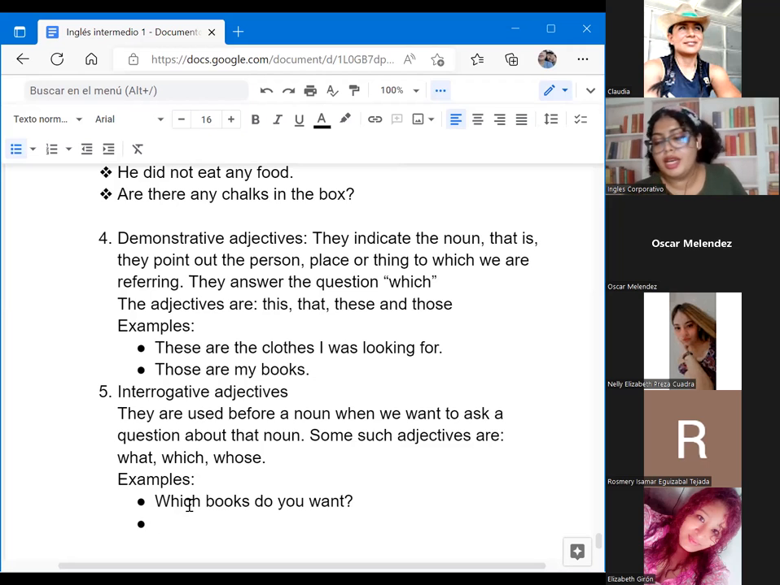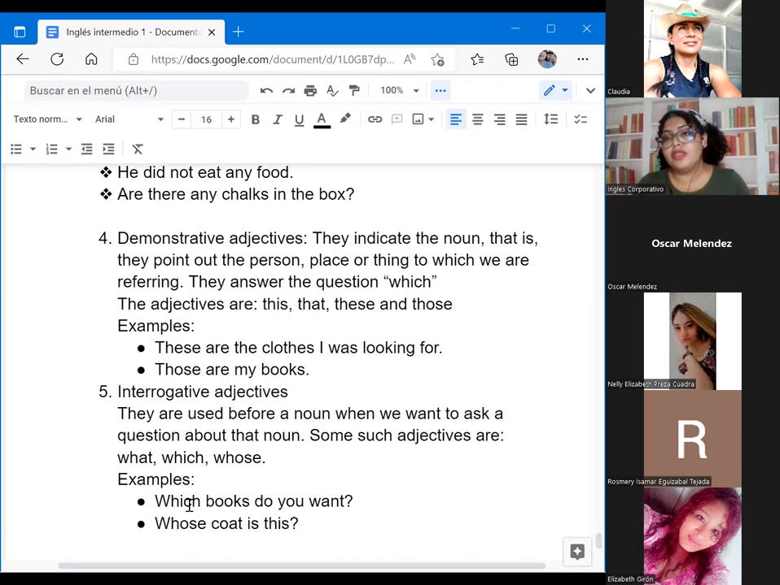¿Cuáles libros quieres? And then, whose coat is this? ¿De quién es ese abrigo? In that case, coat is the noun that we are using for this category.